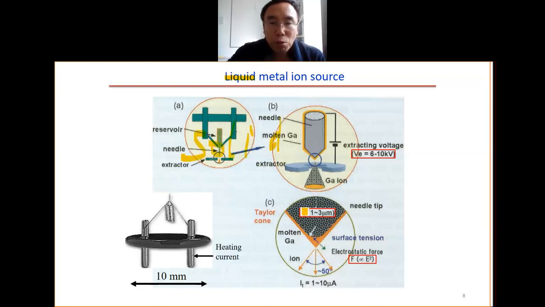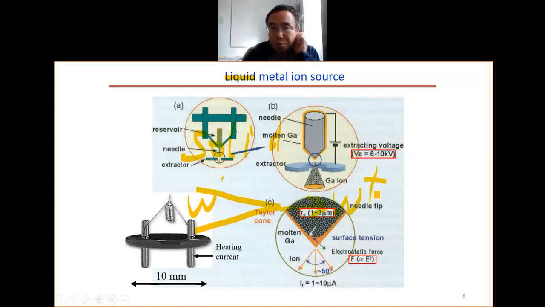For example, if we don't have this molten gallium on the tungsten, we have a very sharp tungsten tip. So this is the tungsten, no gallium. Will there be emission or not? Will there be tungsten ions coming out? There will be.